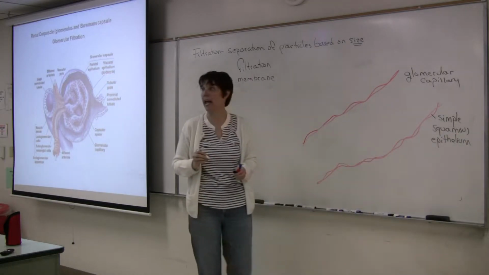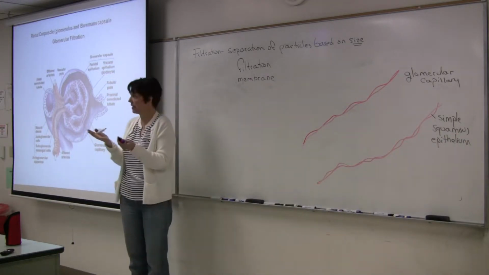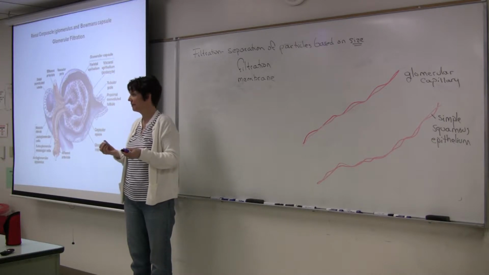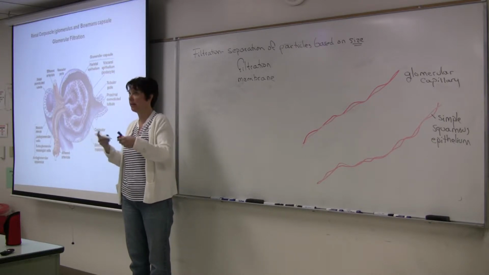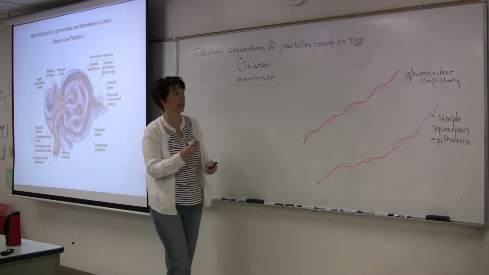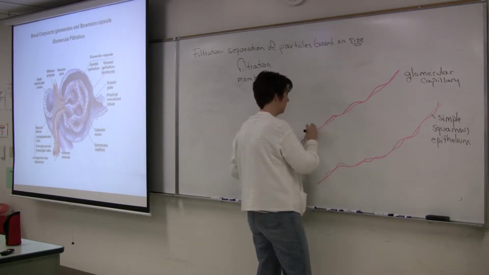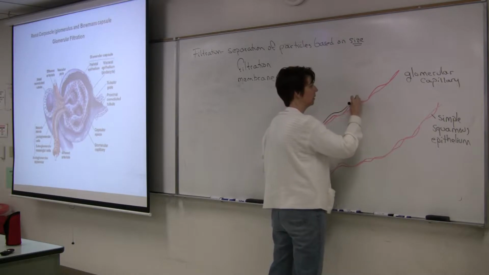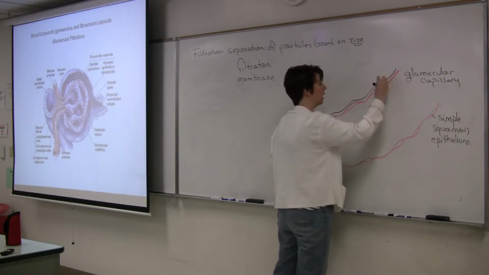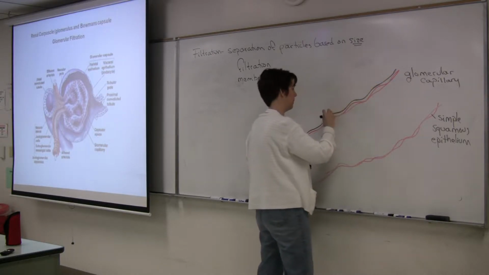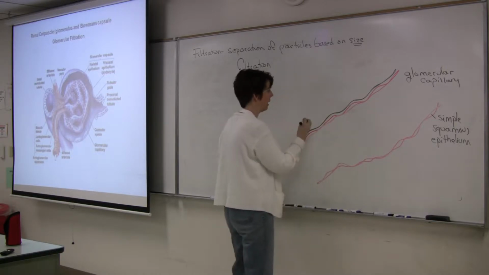Every epithelium has what structure just deep to it? A basement membrane, okay, the basal lamina and the reticular lamina. So we'll draw that basement membrane in here. It's a little thicker appearing when we see it on the electron micrograph.